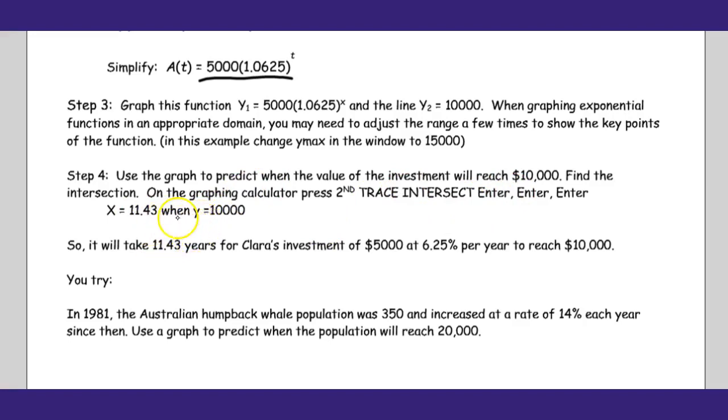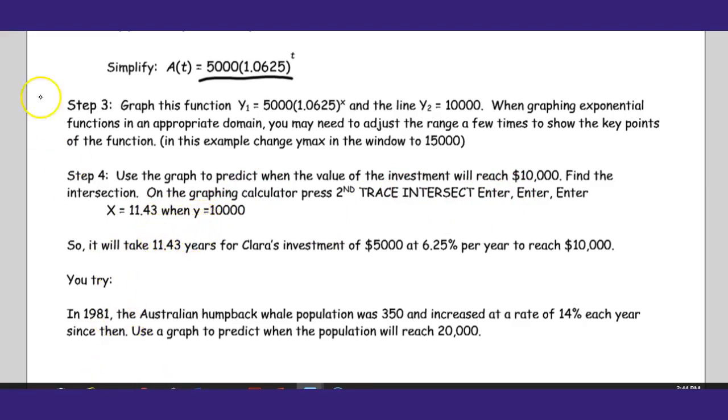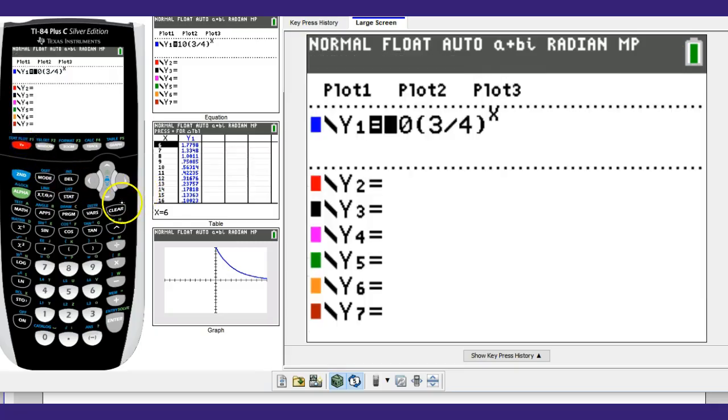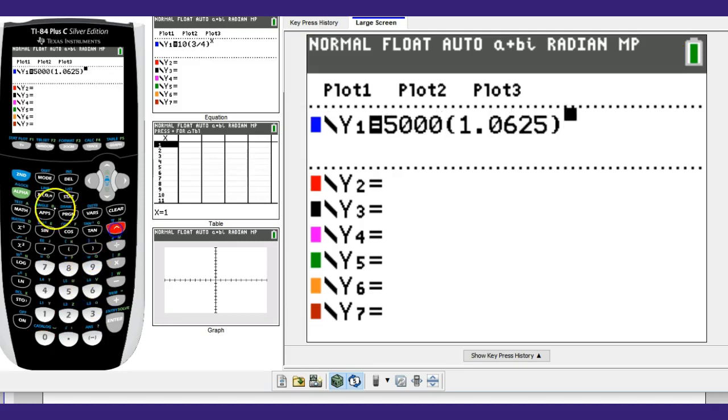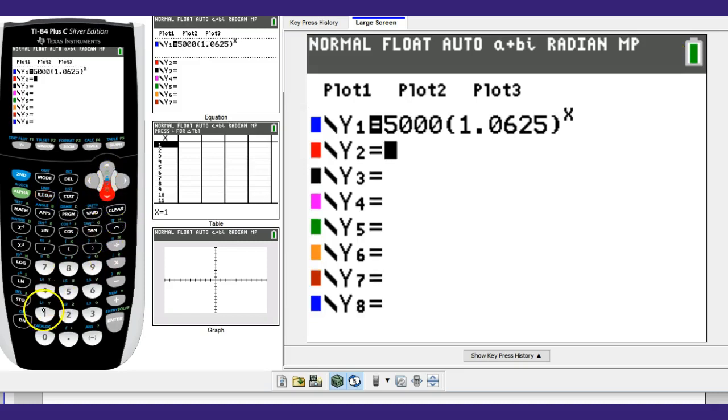Okay, so here's what you do. You go to your calculator, and for line one, we're going to graph the equation that we made, which is 5,000 times 1.0625. We're going to raise that to the power of x because we don't have a t. Then in line 2, we're going to do 10,000. Why 10,000? Because that's what we're trying to see, when that function and this line intersect. All right, so now we hit enter, or graph.